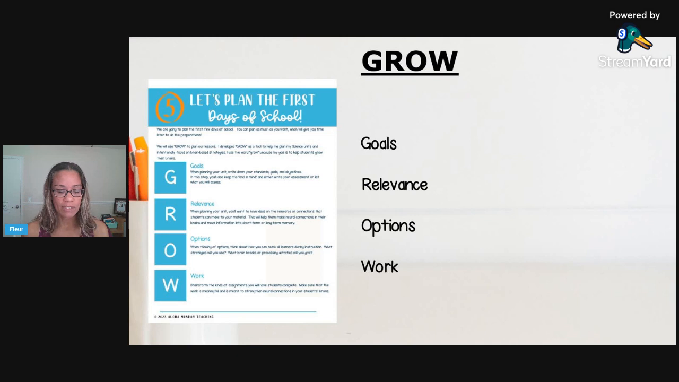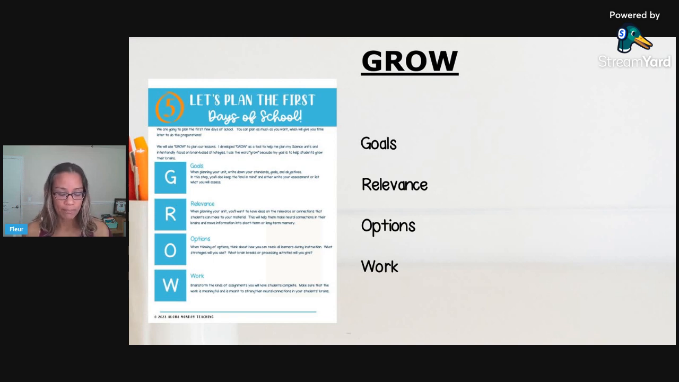Relevance has to do with relevance and connections. When planning your unit, you'll want to have ideas on the relevance or connections that students can make to your material. That's going to help them make neural connections in their brains, and then it'll help move information from their short-term or working memory into hopefully long-term memory.